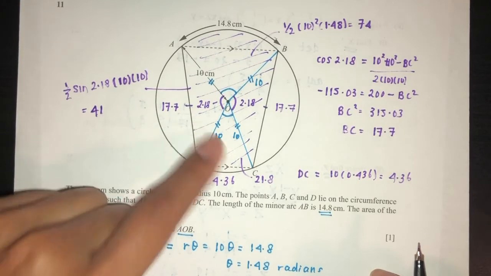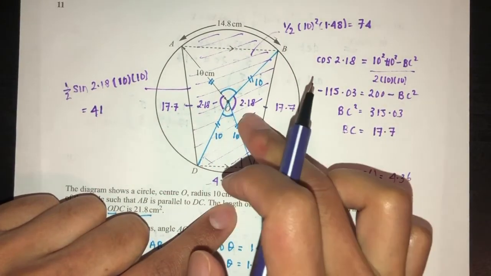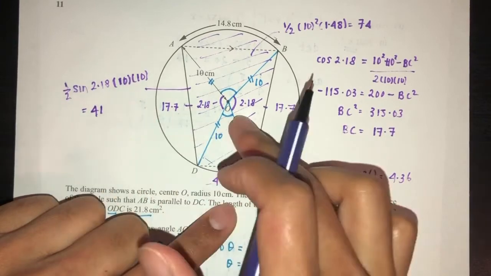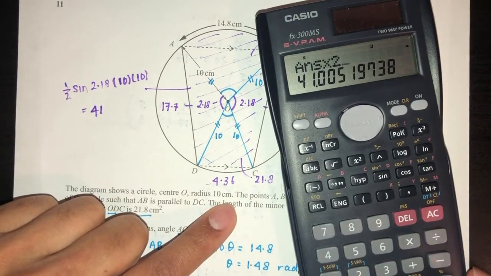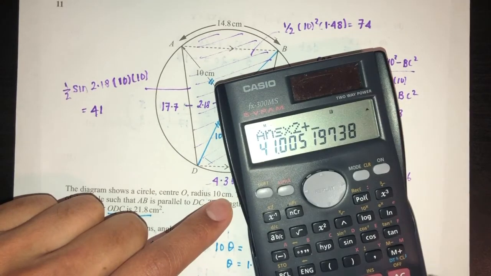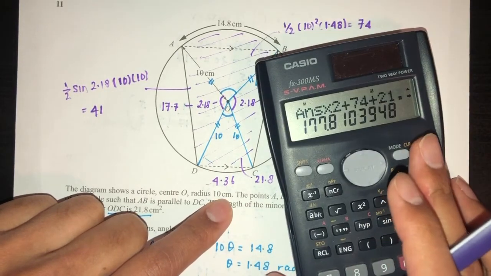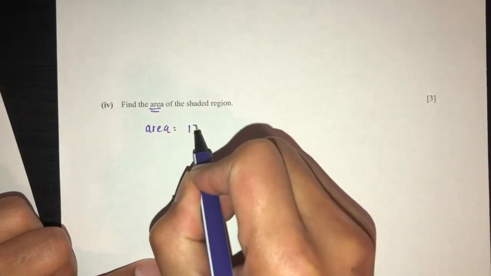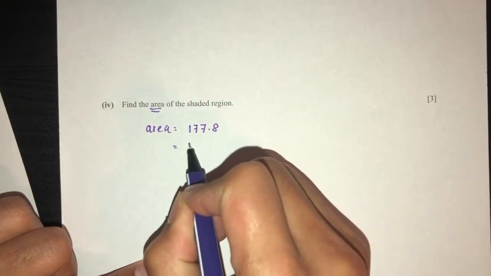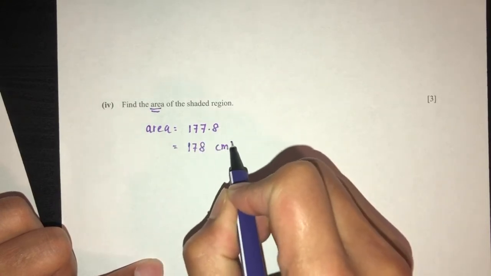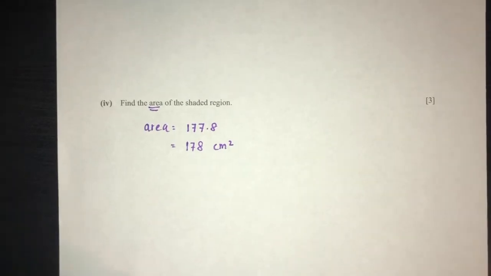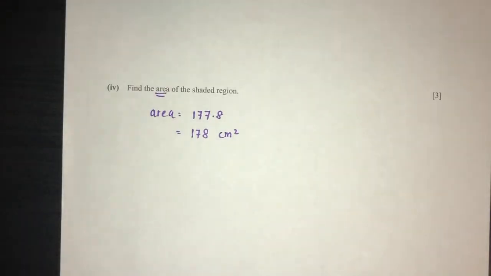Now, to find the total area, we have to add this, this, this, and this. These two are the same, so that will be 41 times 2, plus this area, which is 74, and plus this one, which is 21.8. That should be 177.8. So the area will be 177.8, correct to 3 significant figures, 178 centimeters squared. Of course, you have to show all your workings for this side and this side on this page. So this one was question number 11.